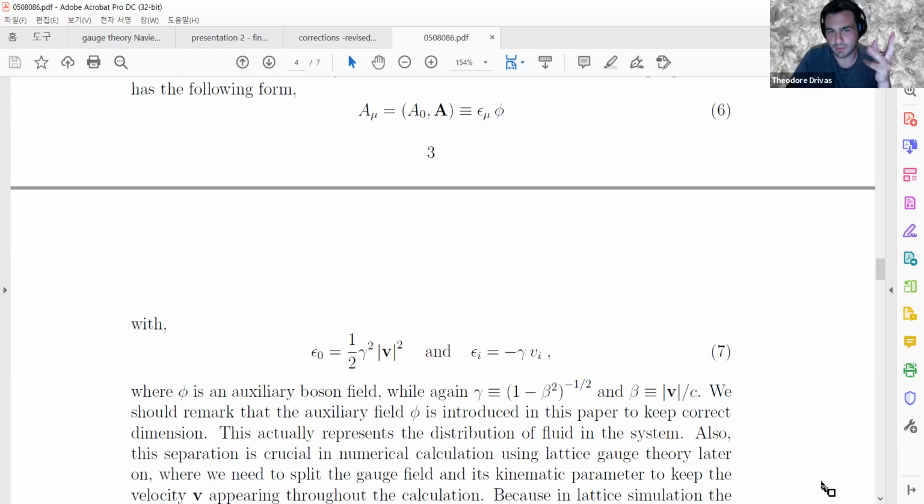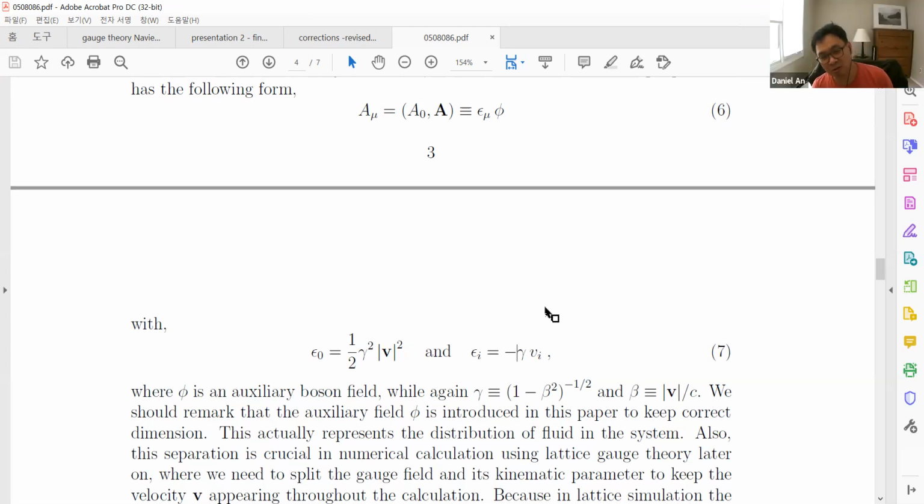I think the spatial components of A are like V. Yes. Oh, okay. And then the time one is like the energy. That's what's happening. The kinetic energy. And I think in this paper, they missed the pressure term in the time component. So I added the pressure term by adding the capital V.